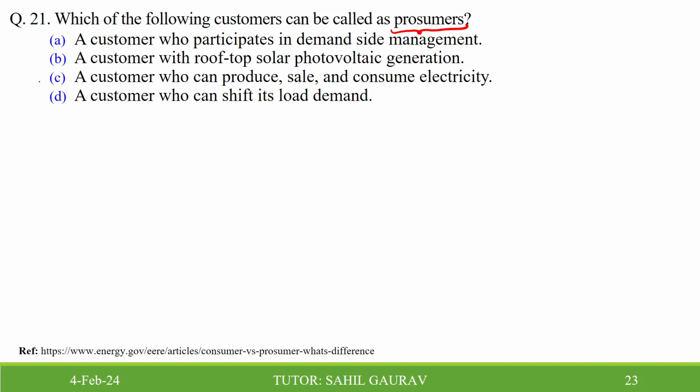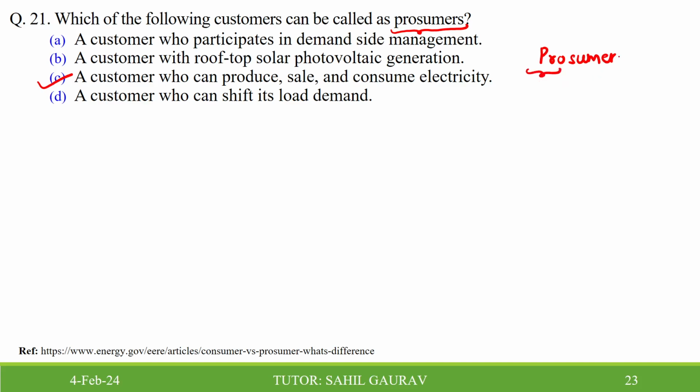No, C is correct. I am a researcher, so this term is very common for us. We have heard it so many times. C option is correct. Prosumer. Yes, sir, only C is correct. This is not a multiple select question. If any multiple select question is there, I will tell you first. This is a single choice question.